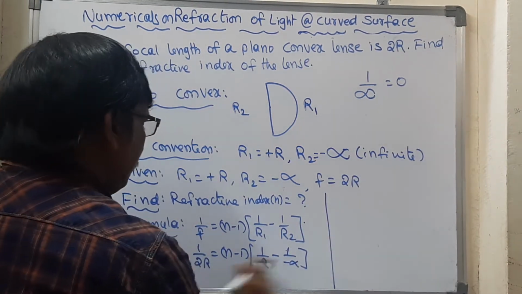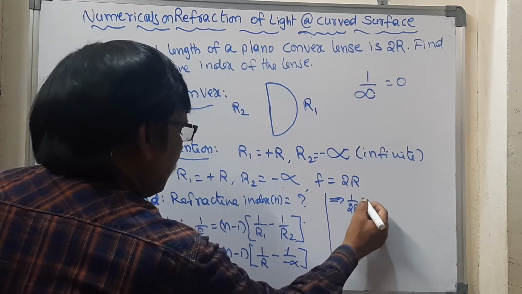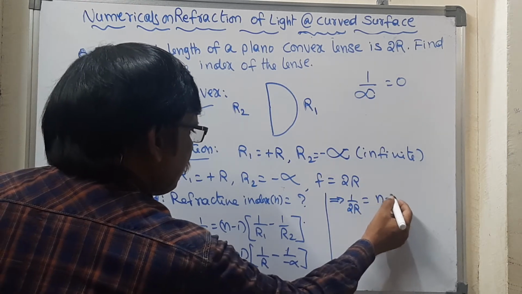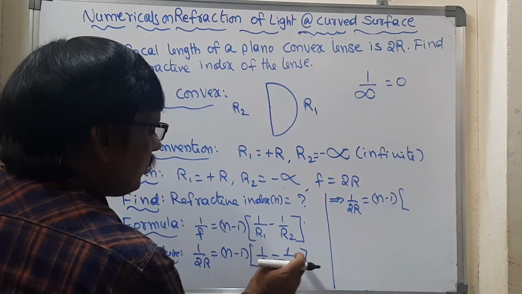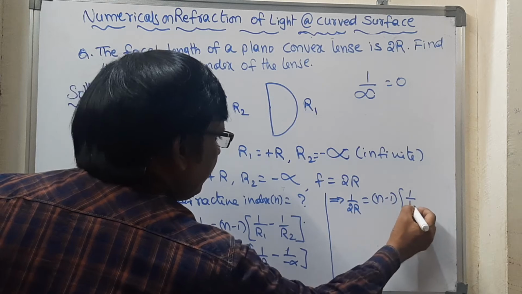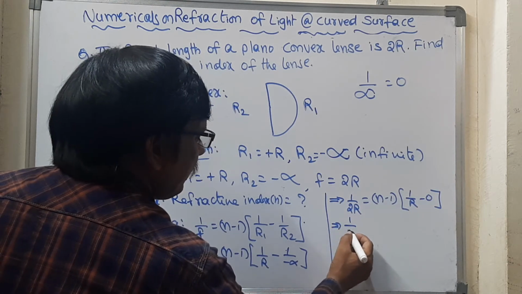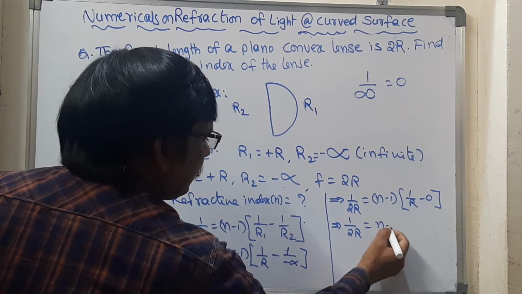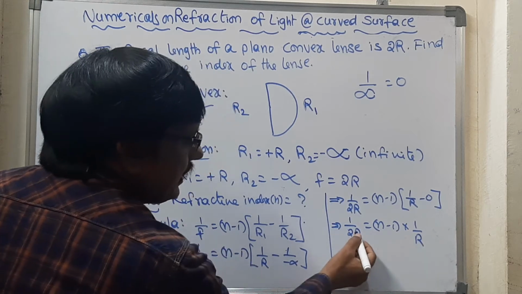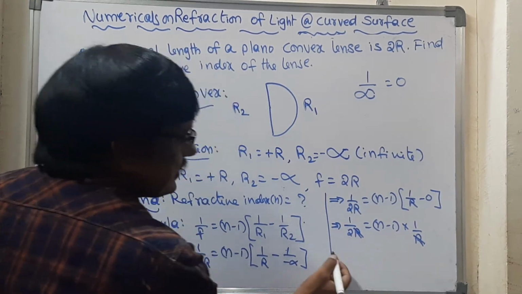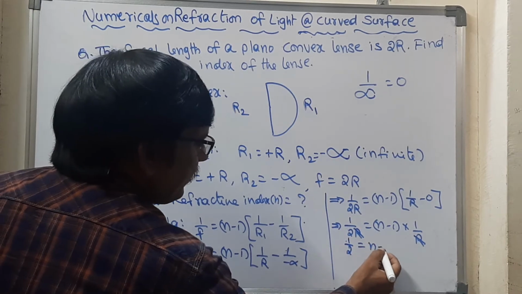And so then what will you get now? 1 by 2R is equal to N minus 1 into, this part becomes 0. This entire part becomes 0. So then what we can consider? 1 by R minus 0. That implies 1 by 2R is equal to N minus 1 into 1 by R. And this R and this R get cancelled. So 1 by 2 is equal to N minus 1.